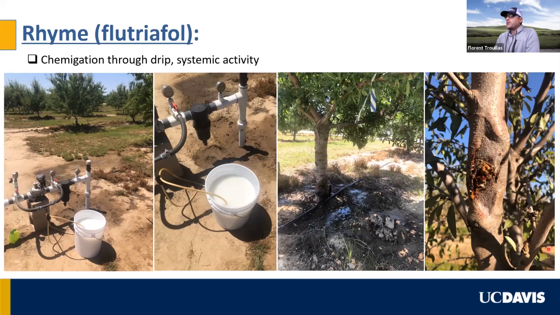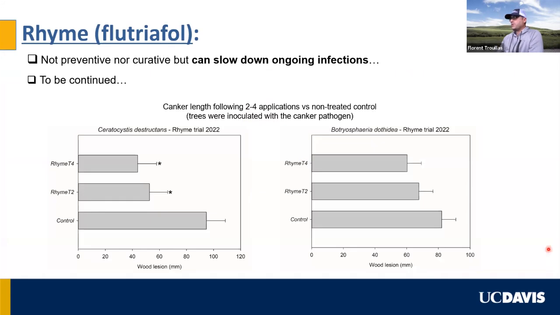So the way we do it here, we chemigate the Rhyme product into the orchards, coming through the drip system, the micro sprinklers. Following the spray, we inoculated branches with the canker pathogen, and then we looked at lesion size and the efficacy, or the impact, a chemigation of flutriafol could have on disease occurrence and disease evolution. So disease growth, or pathogen growth.